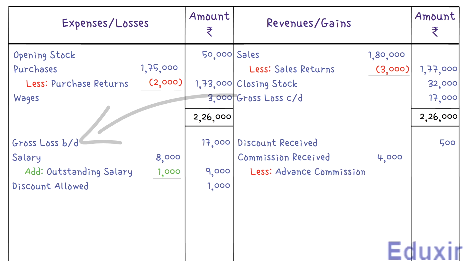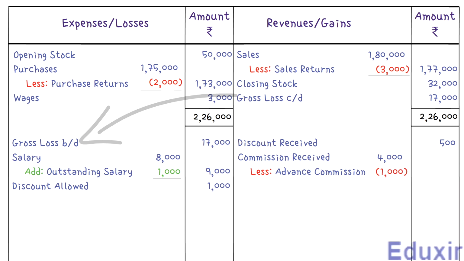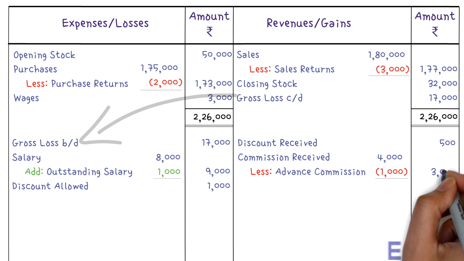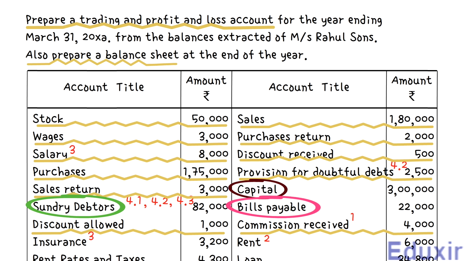The amount that we should reduce is 1,000 rupees. Now from 4,000 rupees, if we subtract 1,000 rupees, we get 3,000 rupees. We should write this amount in the amount column. With that, we have completed the posting of the commission received related entries into the profit and loss account. Let's now consider the next entry.